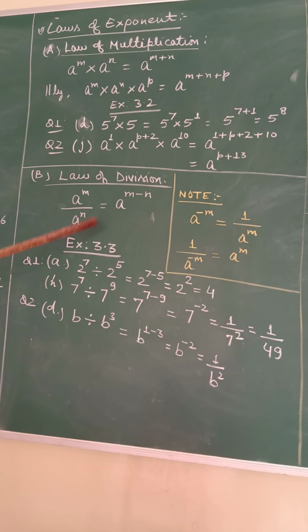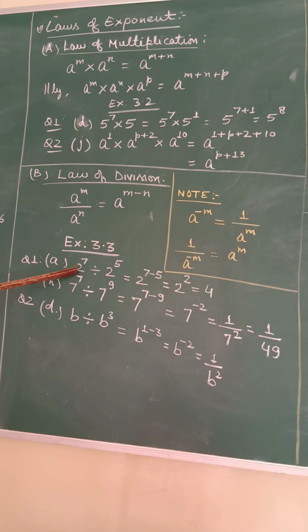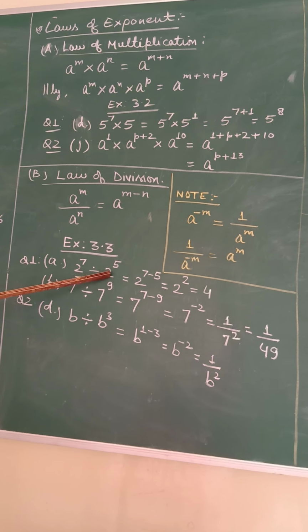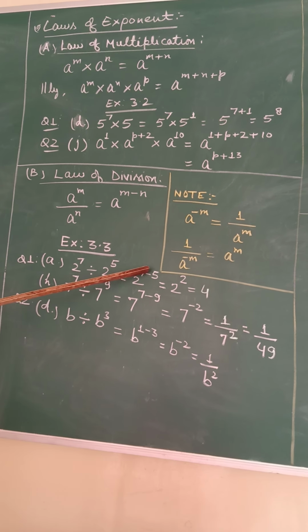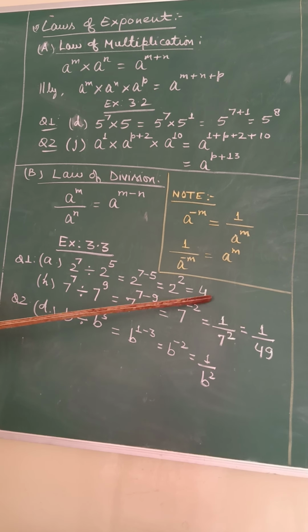So based on this law, we have exercise 3.3. Question 1, a part, you can see 2 raised to power 7 divided by 2 raised to power 5. So here the base is the same, 2, so we can subtract the power. 2 raised to power 7 minus 5, 2 raised to power 2, that you can write as 4.